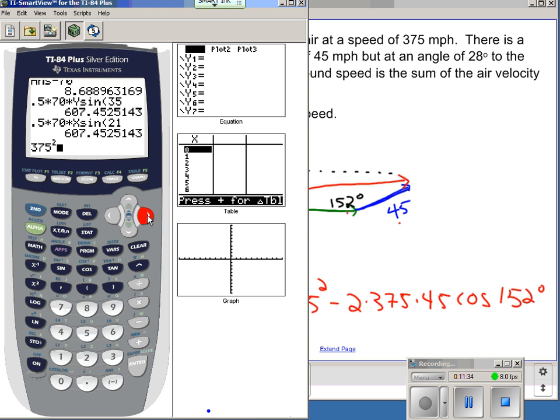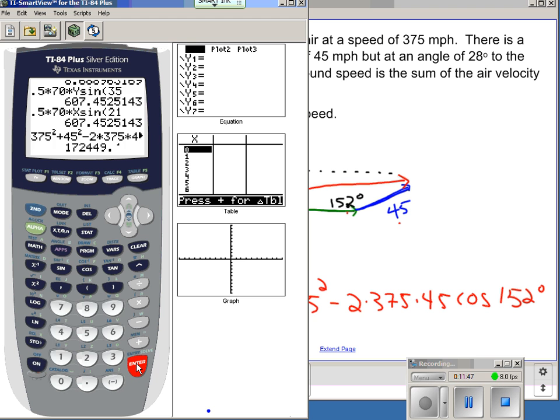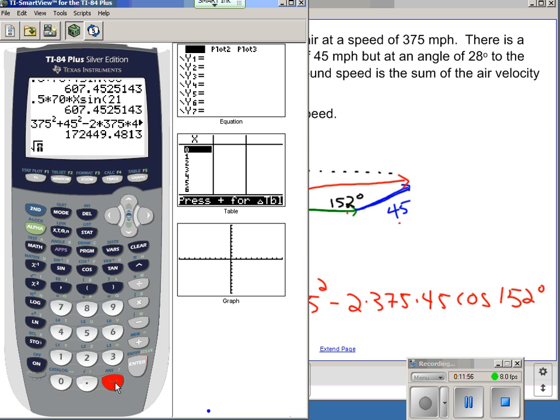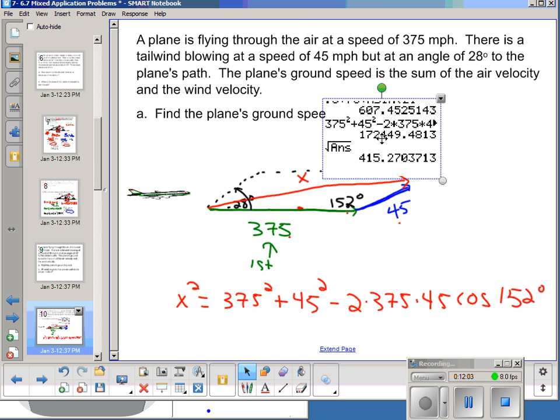375 squared plus 45 squared minus 2 times 375 times 45 cosine of 152. And that is an enormous answer, which does not seem to be as fast as it could go, but that's because that is the square of my speed. So my final step is to square root that answer. And 415 miles per hour sounds much more reasonable. So there's my answer.